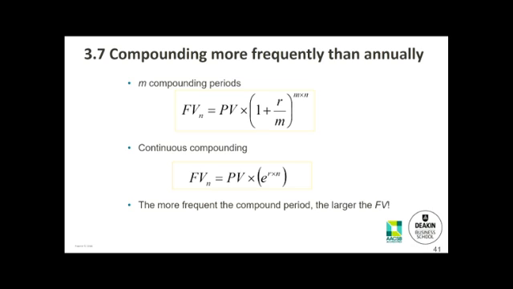If you have quarterly compounding, the future value will be higher than semi-annual compounding. If you have monthly compounding, it will be higher than quarterly. If you have daily, it will be higher than monthly. But let's see how it looks before we talk about continuous.